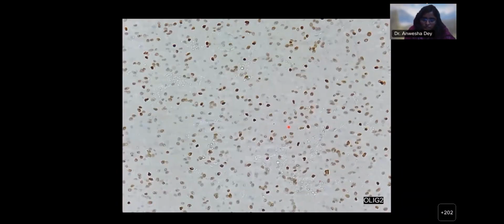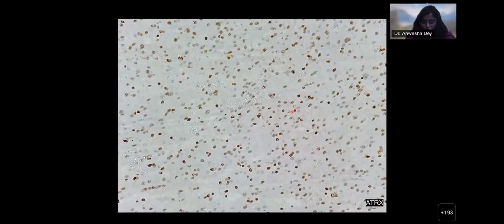Lots of calcification. I provided this OLIG2, which you learned in the previous session, is a transcription factor. And what are you seeing here? Cells are positive for OLIG2. Okay. And ATRX? ATRX also positive. Yeah, so ATRX is interpreted as either retained expression or loss of expression. So here you would say it is retained expression.